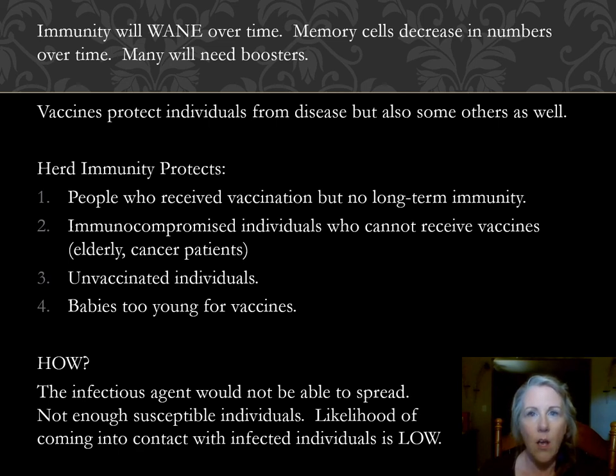So if it protects all four of those groups, we're reaching that critical immunization threshold, which induces herd immunity. We're protecting all of these other groups of people. How is it exactly doing that? It's doing that because that infectious agent would not be able to spread, be transmitted, because there are not enough susceptible individuals. The likelihood of it coming into contact with infected individuals is going to be really low. Okay?